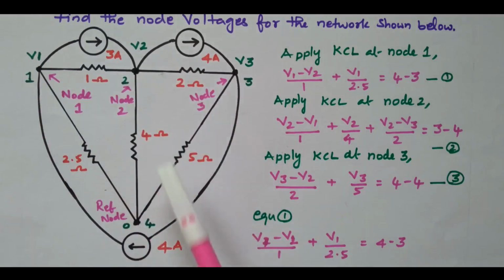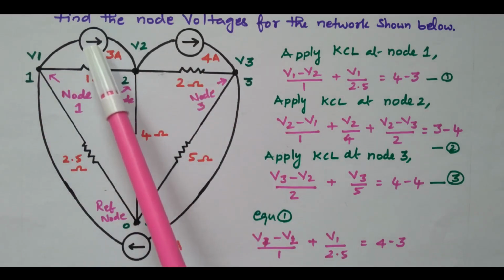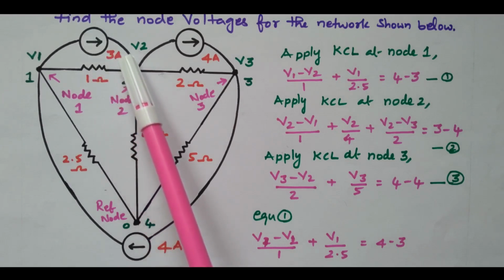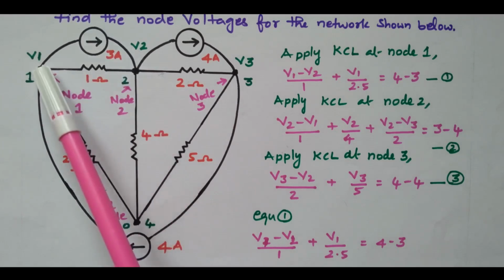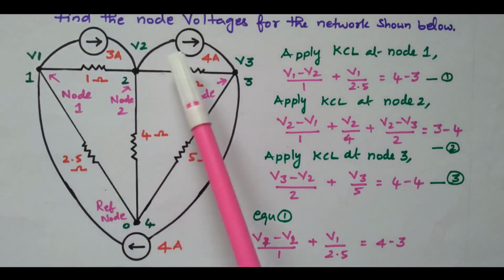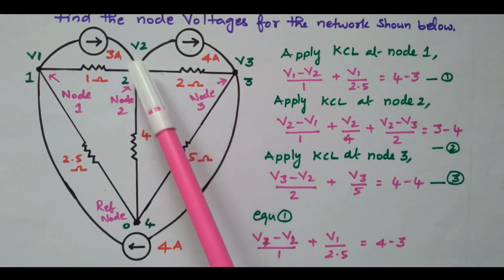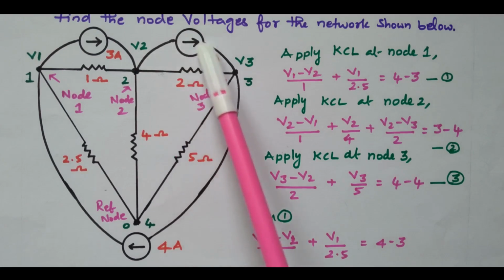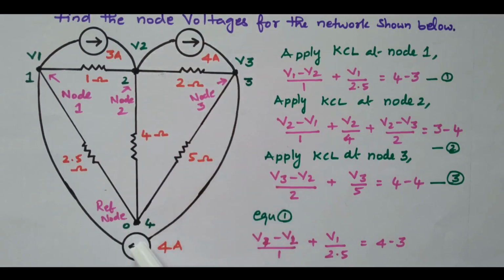Look at the current directions of the current sources. This one is going to the right-hand side, which means it is going towards node 2 and away from node 1. Similarly, this current source is going away from the second node, towards the third node. And this one is going towards the first node, away from the third node. So the current direction is also important.